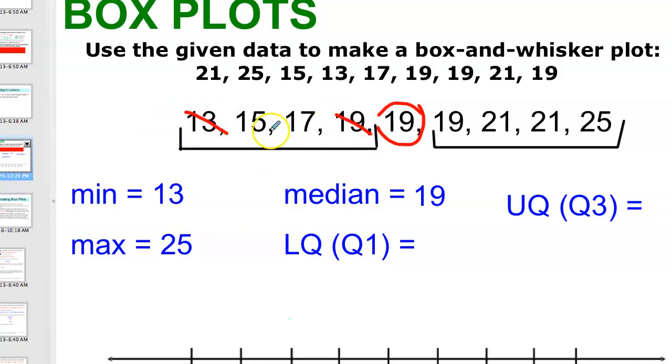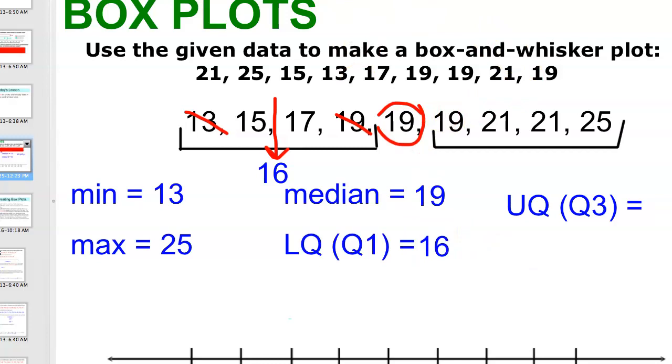So I'm going to look at these numbers here, and I have to find the median of them. So I'm going to cross off. Well, now there are 2 numbers in the middle. When there are 2 numbers in the middle, to find the median you have to add them together and divide by 2. You find the average. Well, 15 plus 17 divided by 2 is going to be 16, and that does make sense because what's in between 15 and 17? It's 16. So my lower quartile is 16.